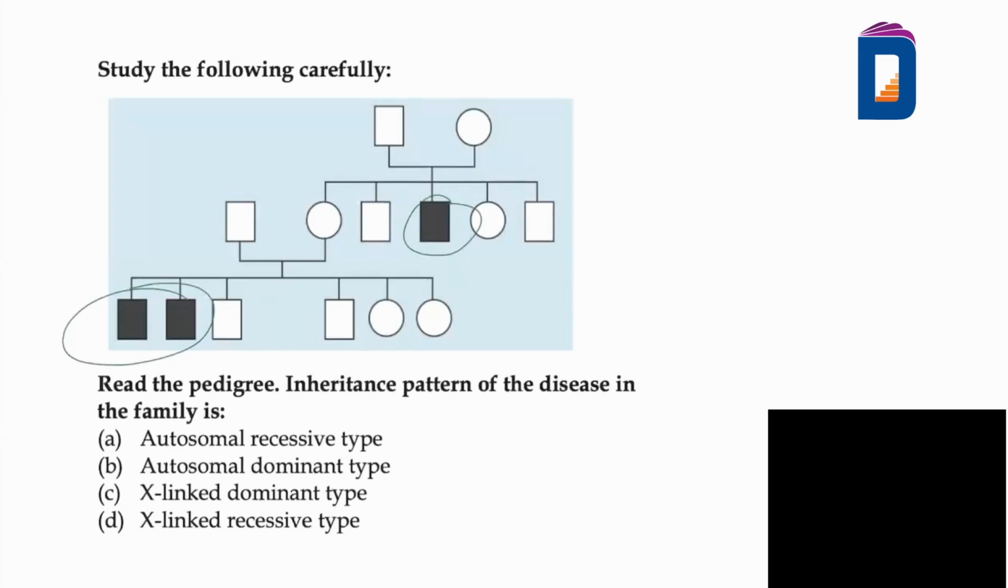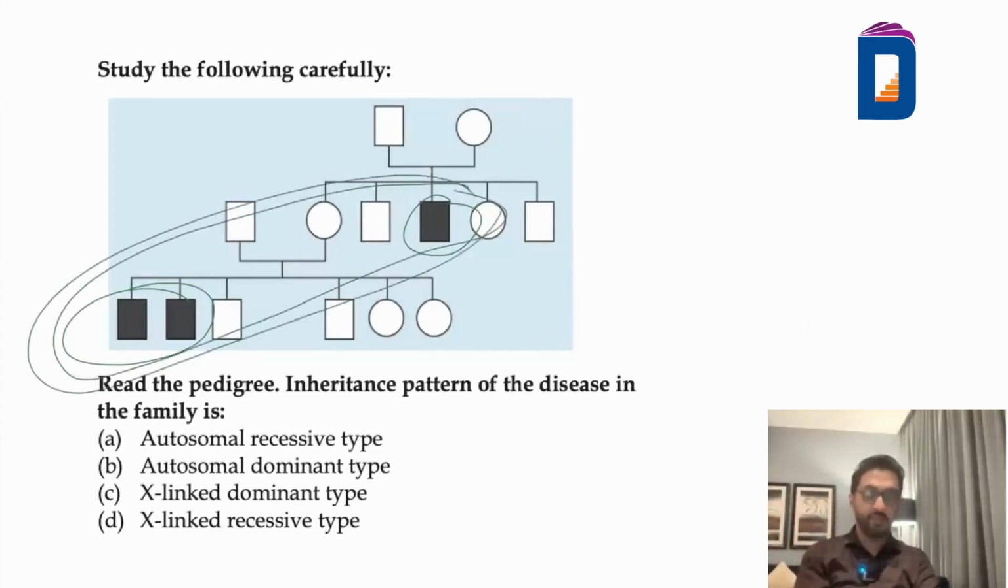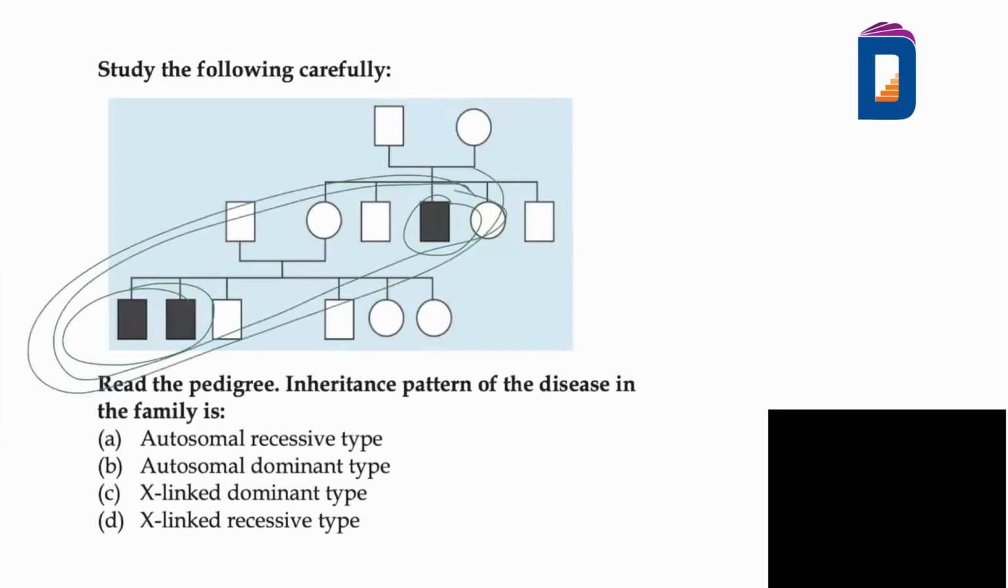So the order should not change. You see the parent is normal, you say it's recessive, then don't go for autosomal recessive. The order should be, is there sex predilection or not? If there is no sex predilection, then you go for autosomal. If there is sex predilection, and you change the order, you can go wrong. Only males are affected in which? X-linked recessive.